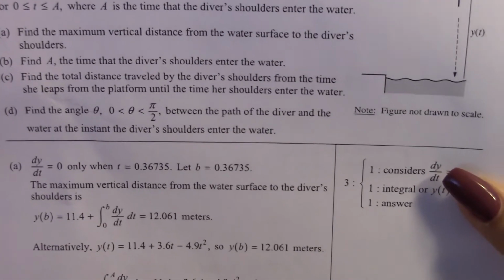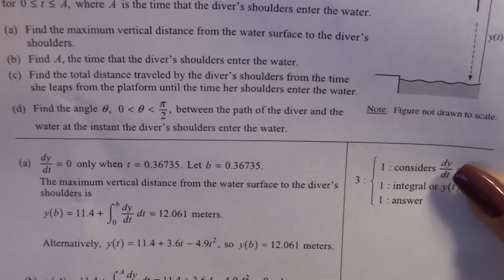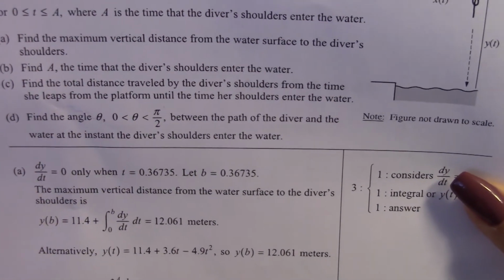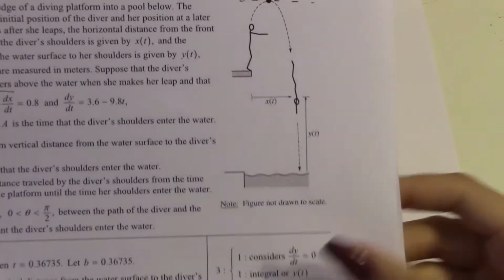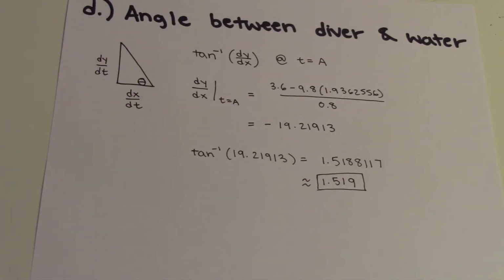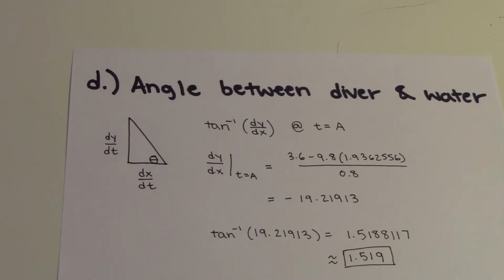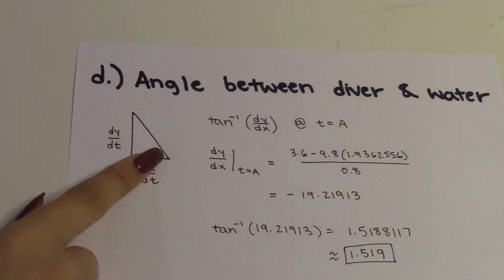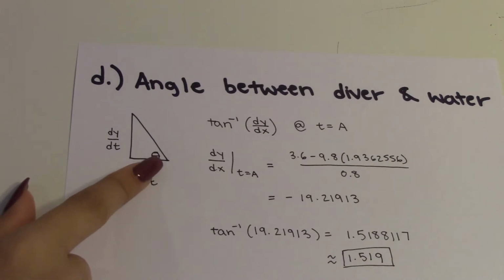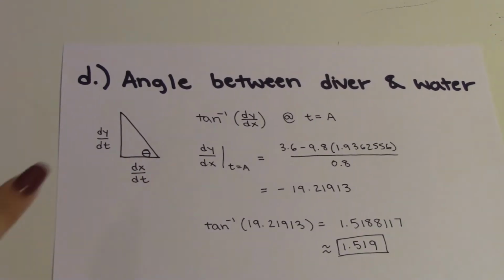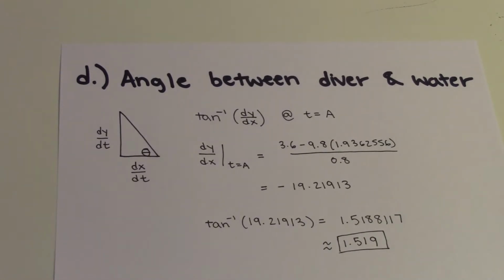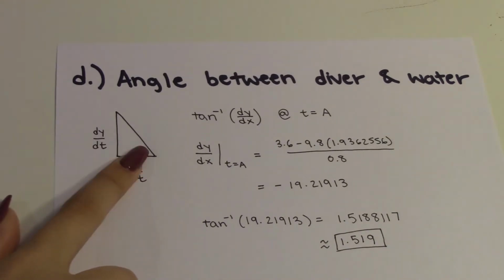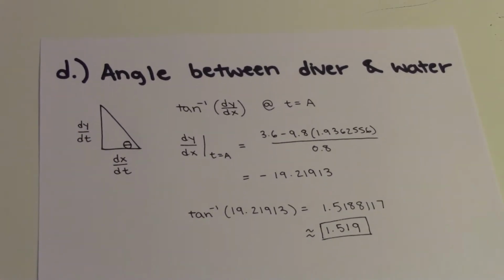And so here, breakdown is the integral, 1 point, and 1 point for the answer. Last part, it says find the angle theta, being between 0 and pi over 2, between the path of the diver and the water at the instant the diver's shoulders enter the water. So if you look at this figure, you can create a triangle shown right here, where this is the path that the diver is taking, and then this is the water. So this would be the angle that we're searching for. And we have dy/dt and dx/dt. So we need to find a trig function that utilizes both the opposite and the adjacent. And that, of course, is tangent.